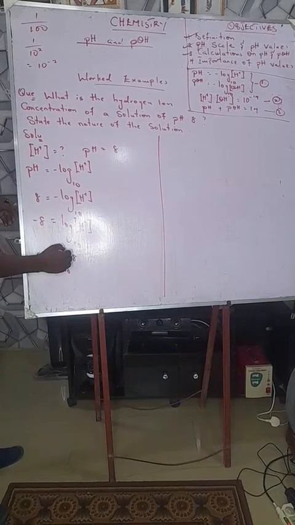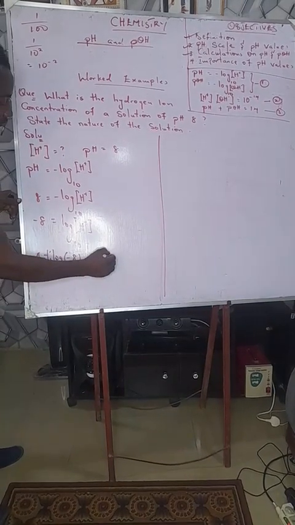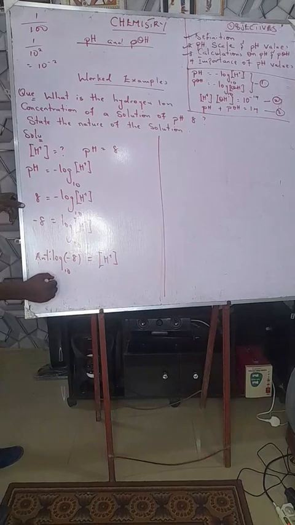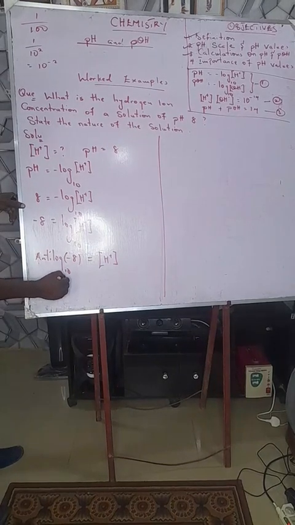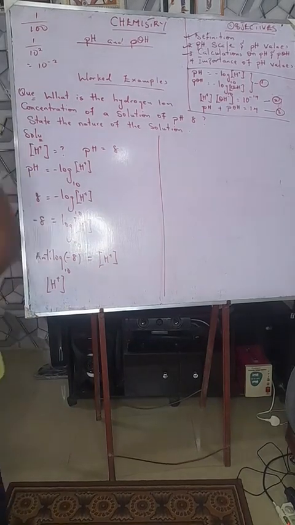Take the antilog of minus 8. That's your hydrogen ion concentration. So your hydrogen ion concentration now, I don't know. Do you know how to press antilog on the calculator?